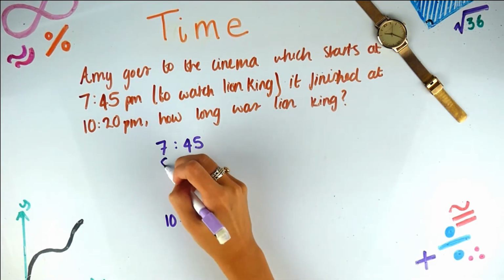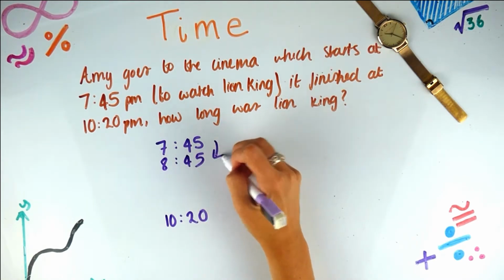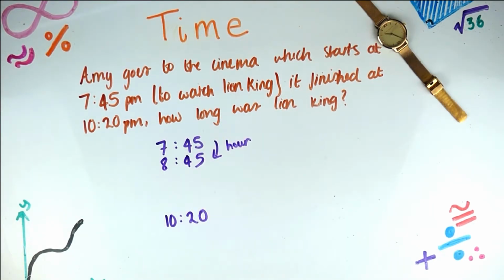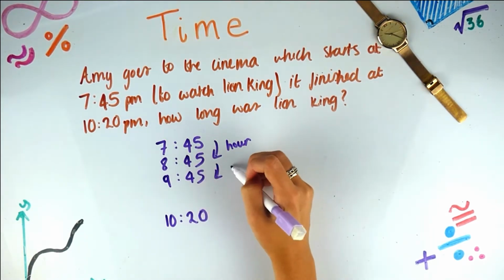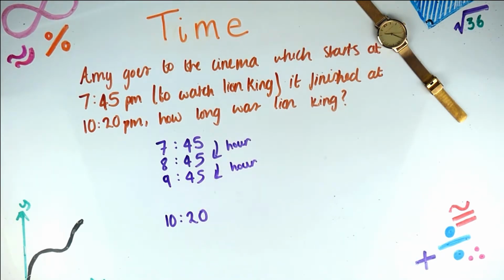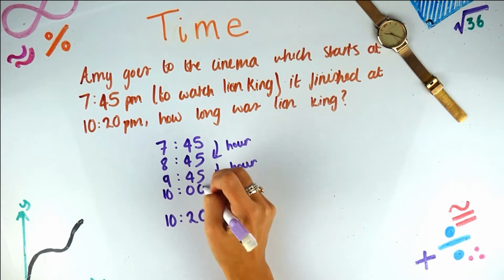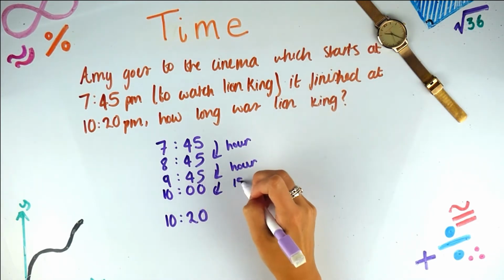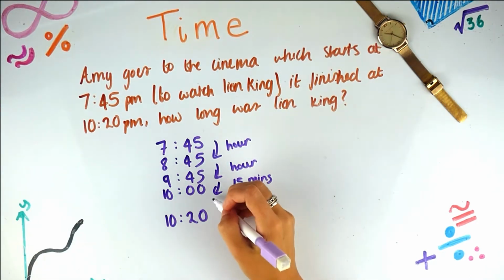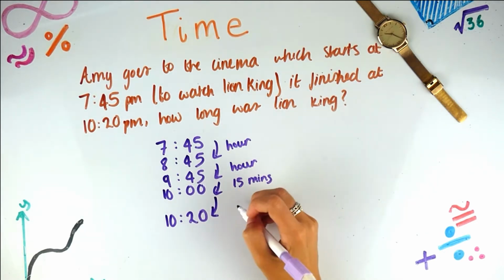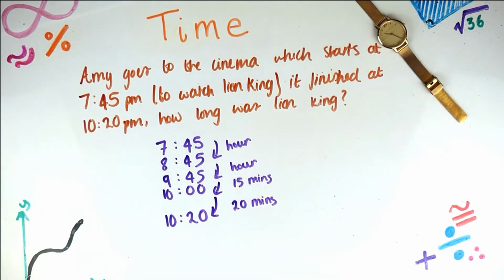So if I add an hour onto 7:45, I get to 8:45. So I make a note that it's been an hour. I know I can add another hour without going over my time, so if I go to 9:45, I know I've been another hour. Now, I can't go another full hour because that would take me to 10:45, so I'm going to get myself to 10. From 9:45 to 10, it's been 15 mins, so I jot that down. And then to get from 10 to 10:20, that's quite easy, that's been 20 mins. So I do it each step, and then you can just add this up.